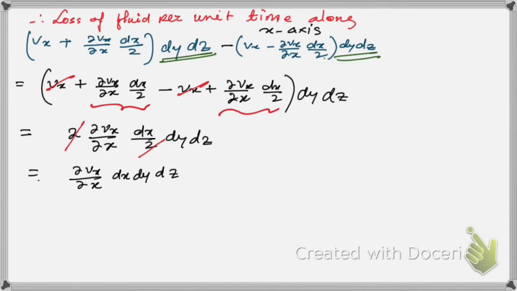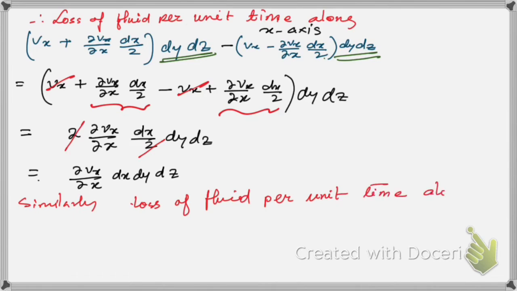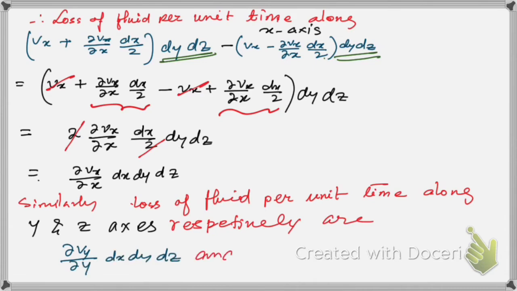So this is the volume of liquid, loss of fluid per unit time along x-axis. Similarly, you can find loss of fluid per unit time along y and z-axis as well. Respectively, y and z-axis, those are given by these two expressions, right? So when you had to find the loss of fluid per unit time along x-axis, you had taken here vx. So now along y-axis you have to take here vy, and here it is vz. That's the difference. So hope you have understood. Now let's move on to the next slide.